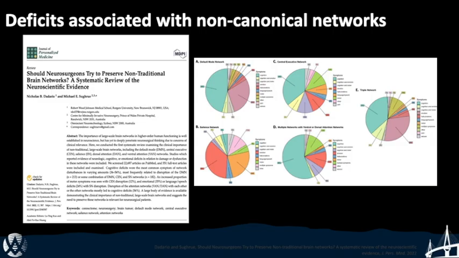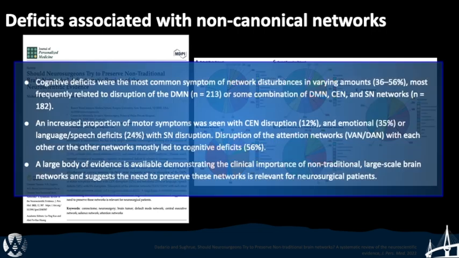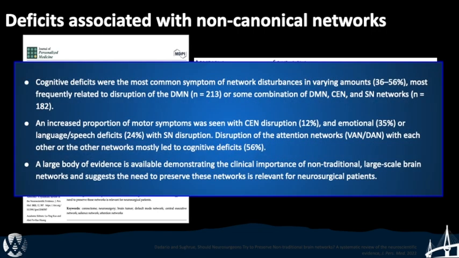So there are a few papers out there specifically looking at these non-canonical networks and essentially demonstrating why they're important. And so you can see that in this review, there are significant deficits, these cognitive deficits that I've been speaking about, associated with injury to non-canonical networks. It makes sense that if you damage one of these networks, there may be disorders in cognitive processing. But there's actually literature to support that as well.